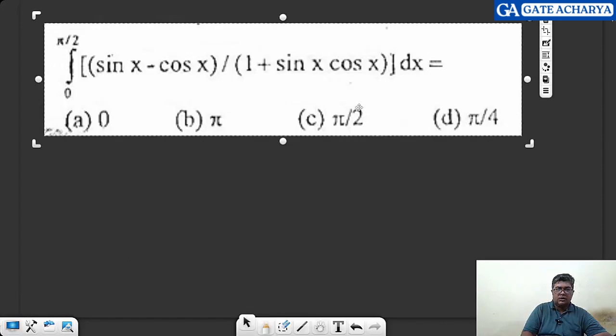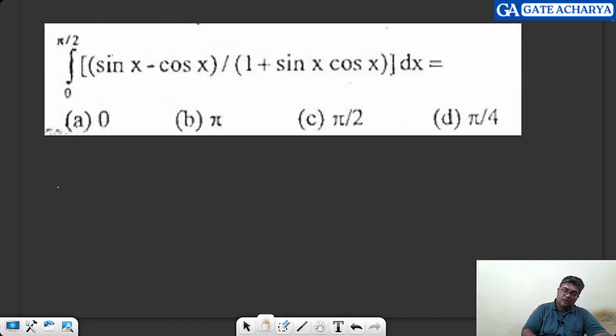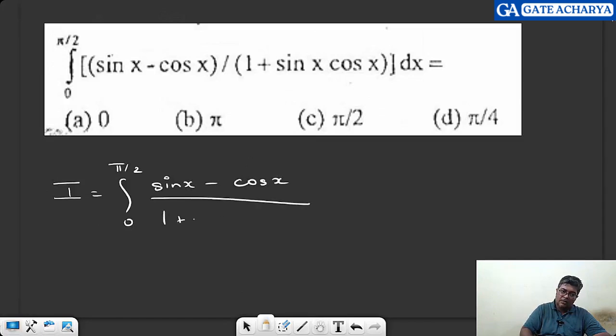Okay. So problem number 4 is the integral from 0 to pi by 2 of (sin x minus cos x) divided by (1 plus sin x cos x). Zero to pi by 2, sin x minus cos x divided by what? 1 plus sin x cos x.